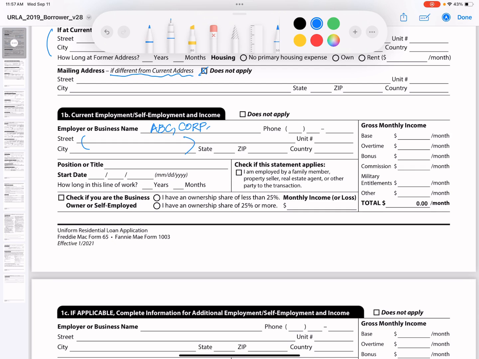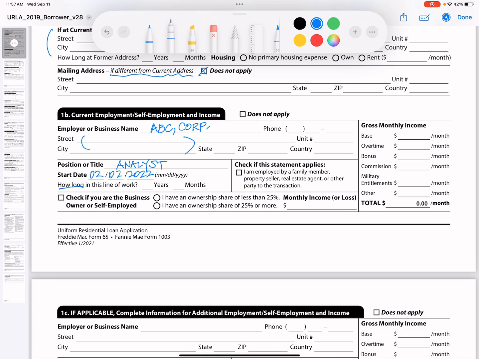Your position or title, you should know that, so just go ahead and write that down. And your start date. Similar to your housing history, they're going to want to know if you've been on this job for 2 years or longer. If not, they're going to ask you for previous employment history. So make sure to put your start date. That's the date you began working at that place.